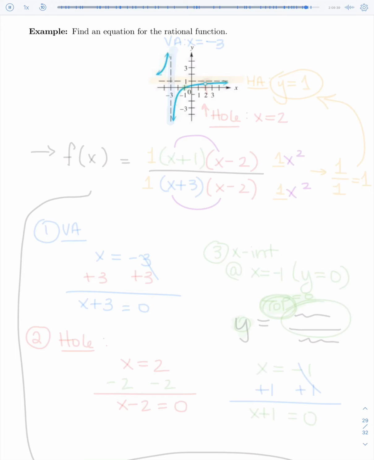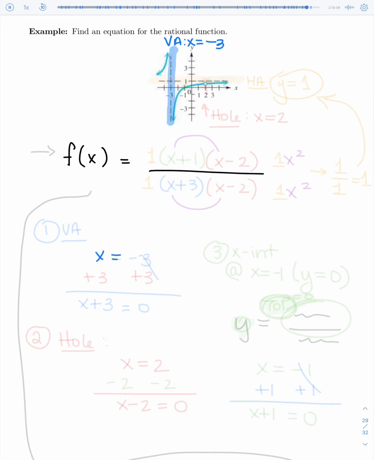Finally, right? How to go in reverse. We have a graph. How do we write its equation, its f of x function, as a rational function, meaning a fractional function? Well, first of all, we need to include our asymptotes. We're going to do exactly what we've been doing all along. So we've got one asymptote here, a vertical one at x equals -3.